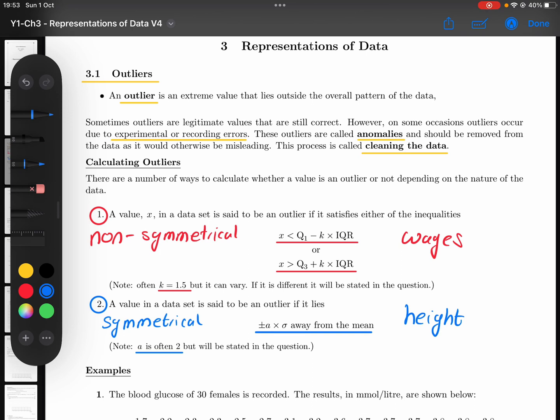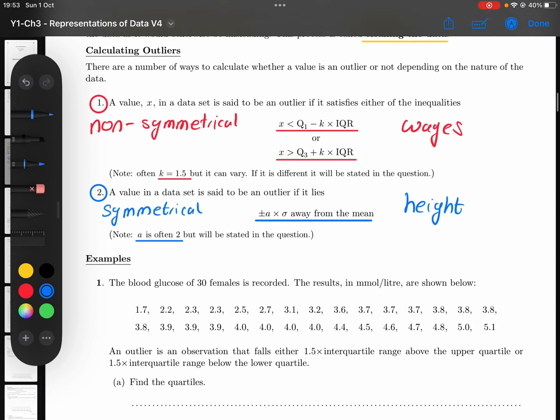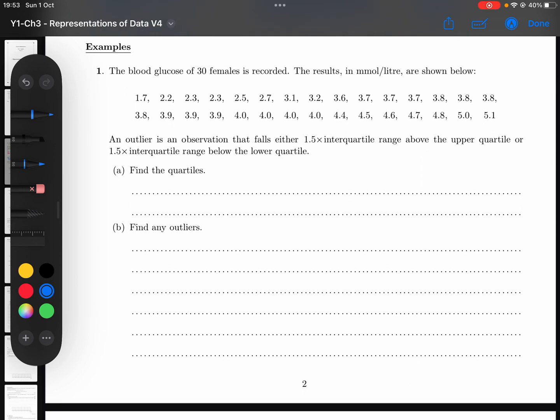Okay, so we've got some formulas there, but we would like to understand a bit more by doing some specific examples. Let's have a look at question 1. The blood glucose of 30 females is recorded. The results in millimoles per litre are shown below, and we can see the data set. An outlier is an observation that falls either 1.5 interquartile ranges above the upper quartile, these will be our upper outliers, or 1.5 interquartile ranges below the lower quartile, and these will be our lower outliers.